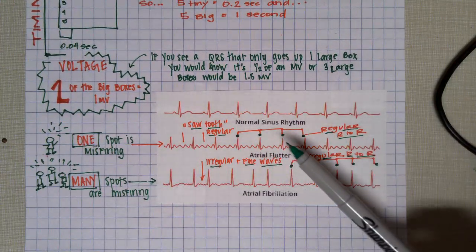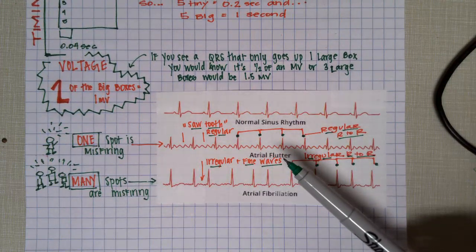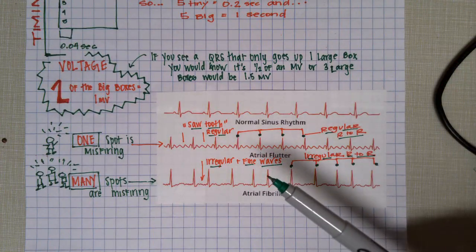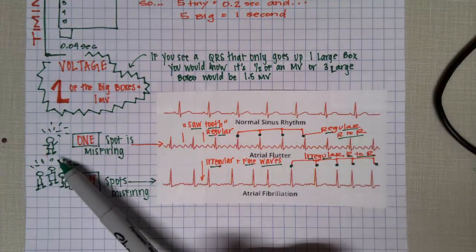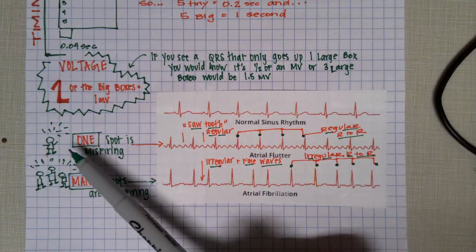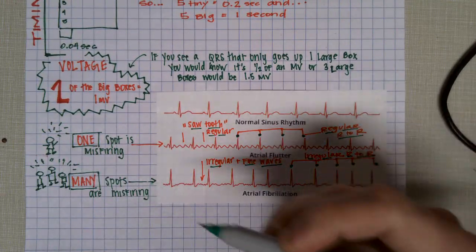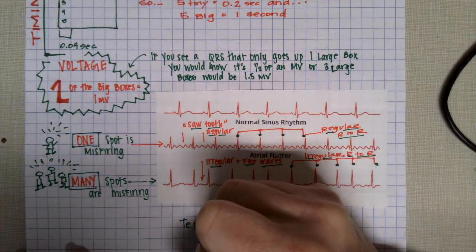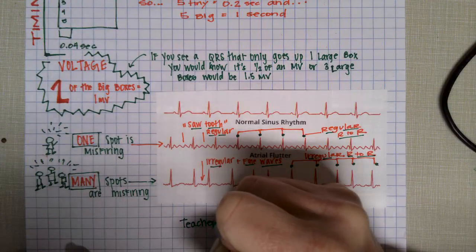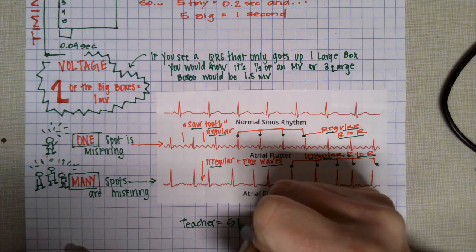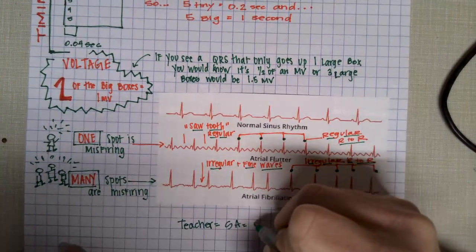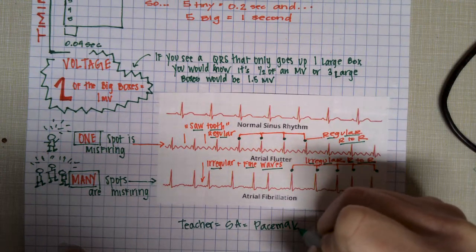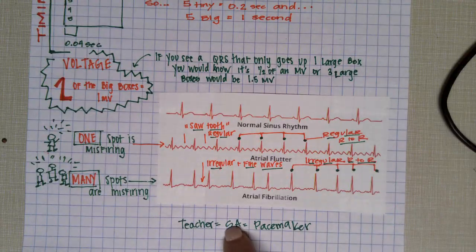Atrial flutter. This is the way I came up with it. I don't know if I used this on you guys or I thought it up later. Atrial flutter, I want you to imagine you have a bunch of kids in a classroom, okay? The teacher is the AV node, okay? The SA node equals the SA, which equals the pacemaker of the heart. Okay. The teacher is your pacemaker node.